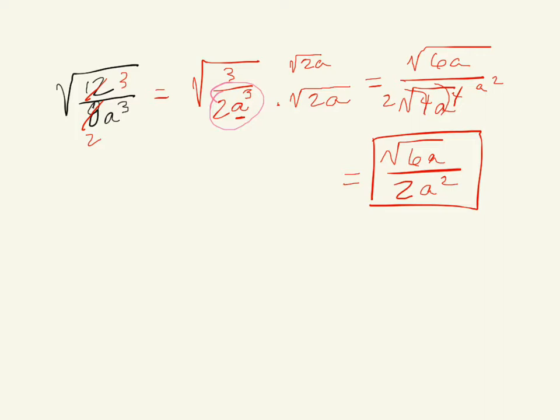Now, you look here and you say, well, 2 goes into 6. Nope, it can't. If there were a 6 on the outside, yes, they're whole numbers, so you could cancel, but not in this case.